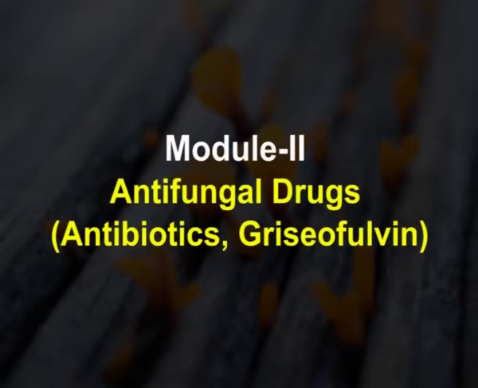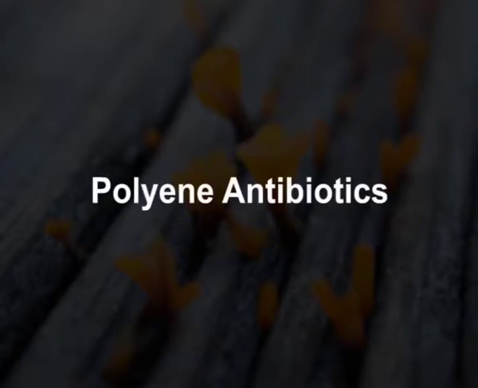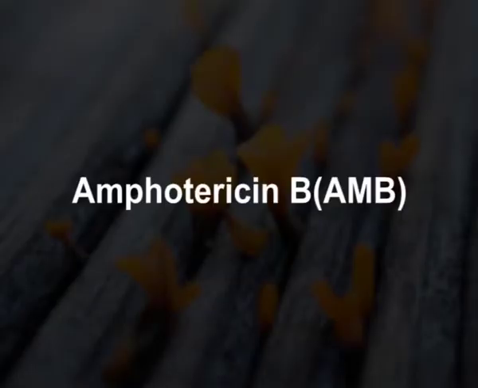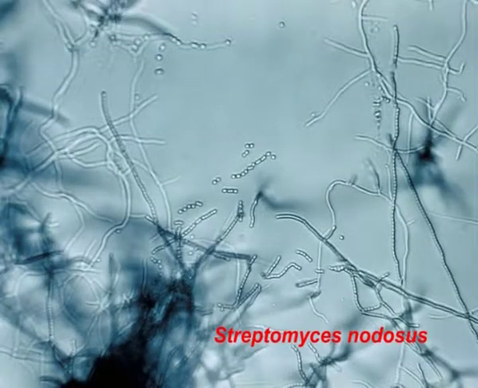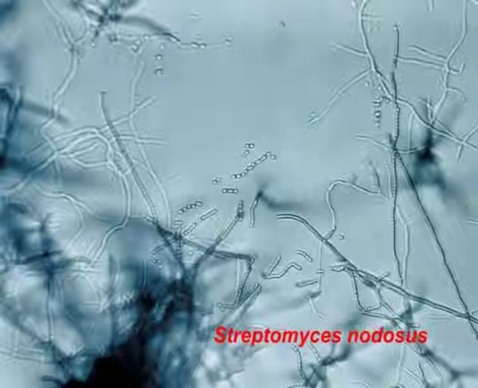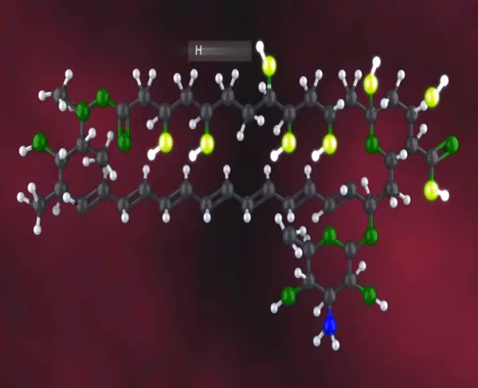Now module 2, antifungal drugs like antibiotics, Griseofulvin. Polyene antibiotics: the name polyene is derived from their highly double-bonded structure. Amphotericin B is described as a prototype. Amphotericin B is obtained from Streptomyces nodosus. The polyenes possess a macrocyclic ring, one side of which has several conjugated double bonds and is highly lipophilic, while the other side is hydrophilic with many OH groups.